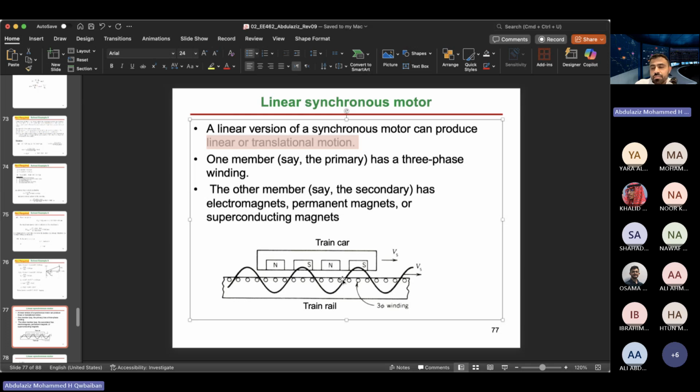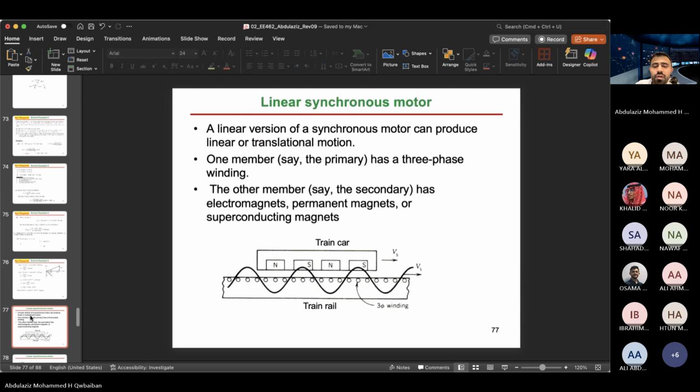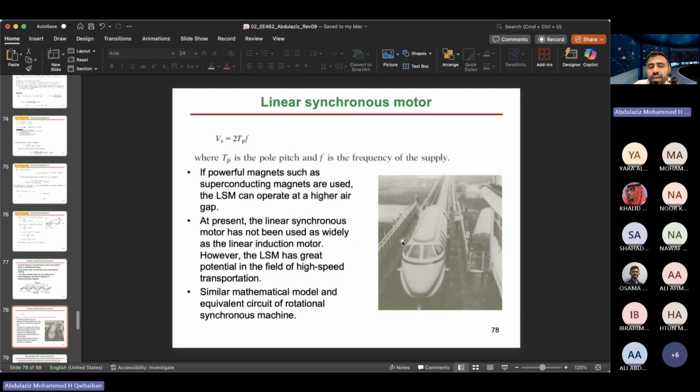The air gap is actually a physical gap. This is from the high-speed trains that use linear synchronous motors, for example. They are very high speed and efficient. So this is one of the applications.